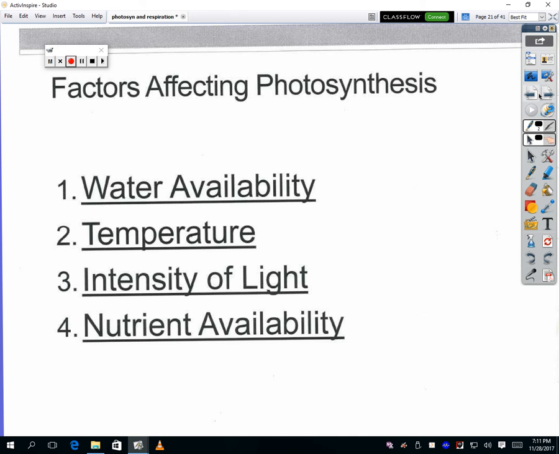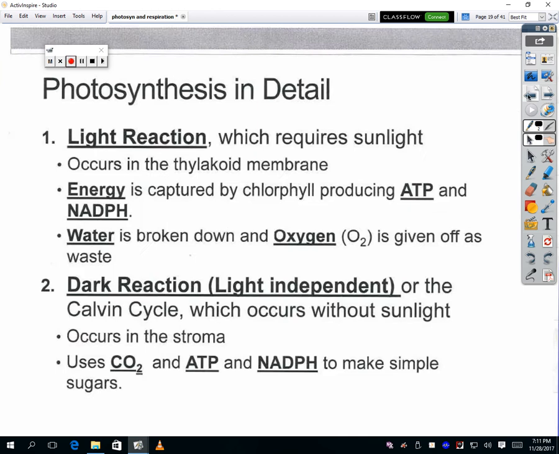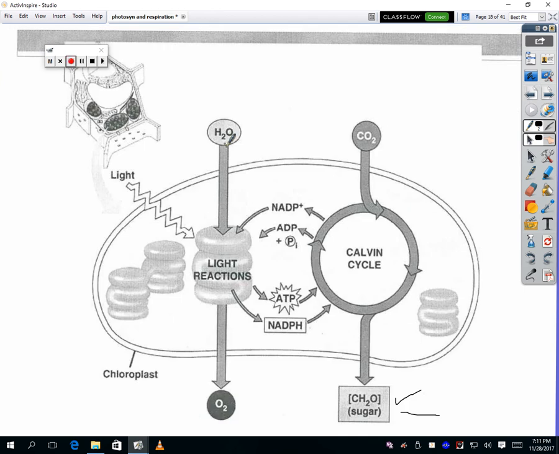So before we end here, I just want to remind you one more time. In the light reaction, water comes into a thylakoid. Energy from the sun is used to split water. The oxygen from the water leaves the plant as a waste product. The hydrogens that are left over are used to make ATP and NADPH.